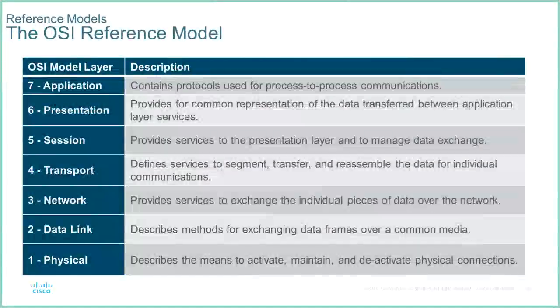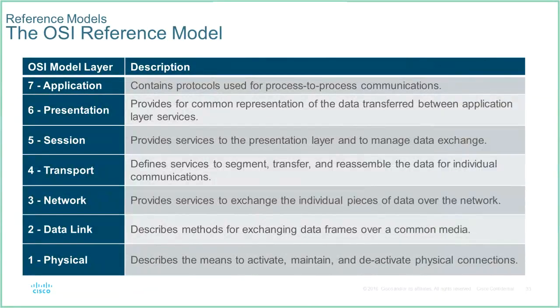Okay, so under the OSI model, starting down the bottom, the physical layer describes how we access our physical connections. So how do we activate them, maintain them, and then shut them down when the conversation ends? Data link is our interface between our software and our hardware. So this is the method of exchanging information between the actual operating systems and the physical hardware.